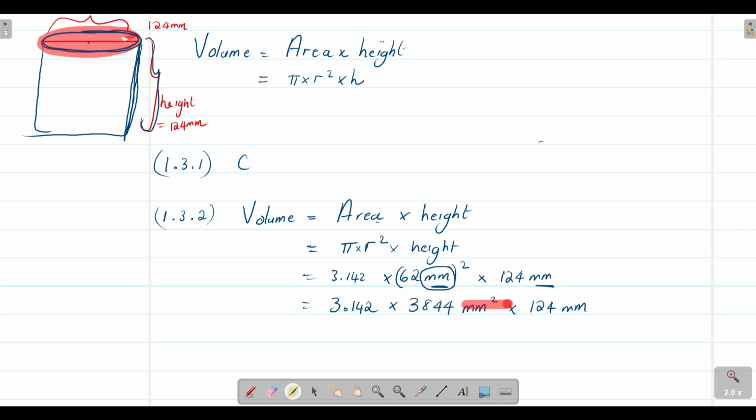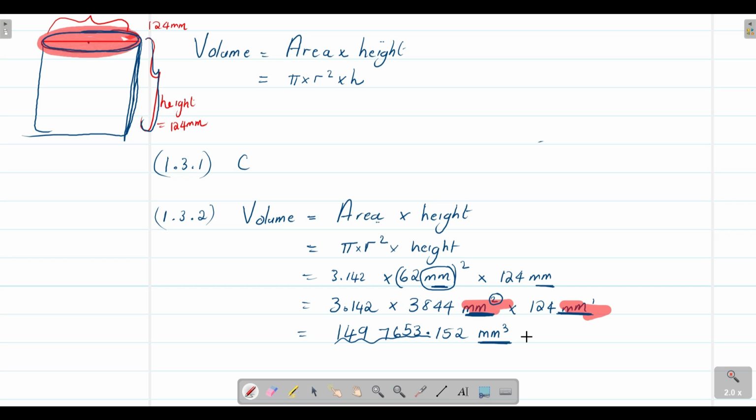What are we noticing about the units of measurement here? We've got millimeters squared multiplied by millimeters. So in this case we will have our final answer. You'll take 3.142 multiplied by 3844 multiplied by 124. Your final answer would be 1497653.152. What are the units that we are left with? It's millimeters squared multiplied by millimeters. We add our exponents, so in this case it will be millimeters to the power of 3.